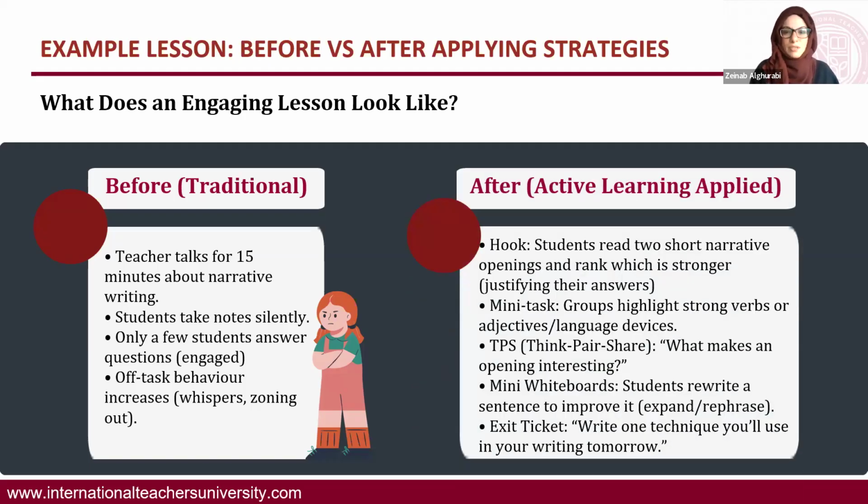But you can change it. Teach the same lesson, but change it. You can start with a hook. Students read two short narratives on the board. You can share them on the smartboard and ask them to read and decide which one they think is stronger as an opening and why. Now they are going to think about their answers because they need to provide reasons. And then you can give them a mini task, which is highlighting the strong verbs, strong adjectives, or any language devices they found within this narrative piece of writing.